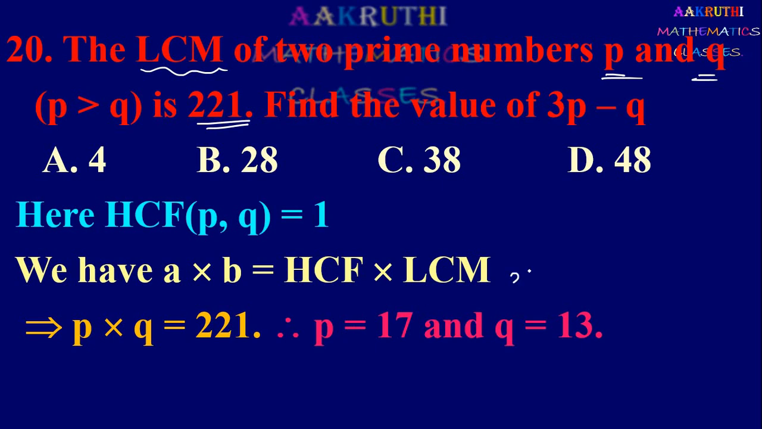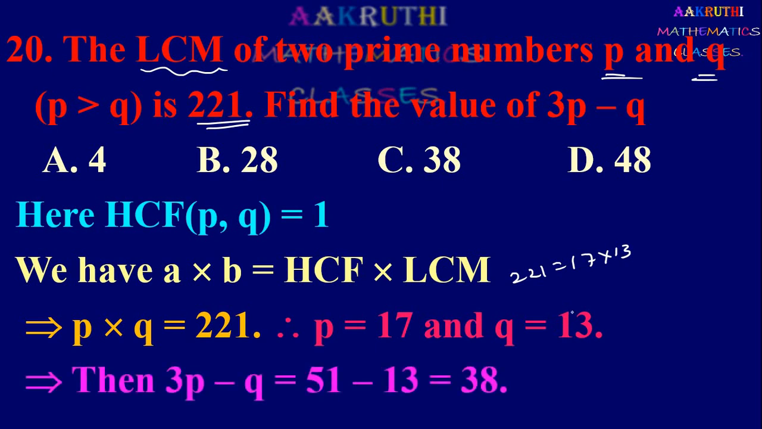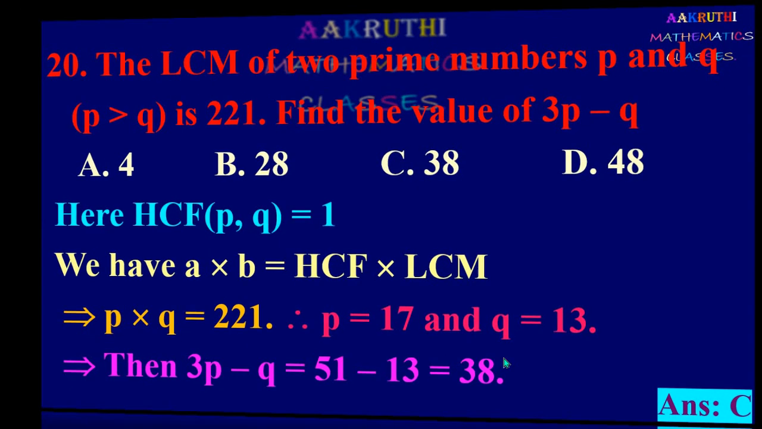So 221 can be written as 17 into 13 only. So here P equals 17 and Q equals 13. So we have to find 3P minus Q. Therefore 3P minus Q is 3 into 17, which is 51, minus 13. So 51 minus 13 is 38, which is option C. So here 3P minus Q is 38, which is option C.